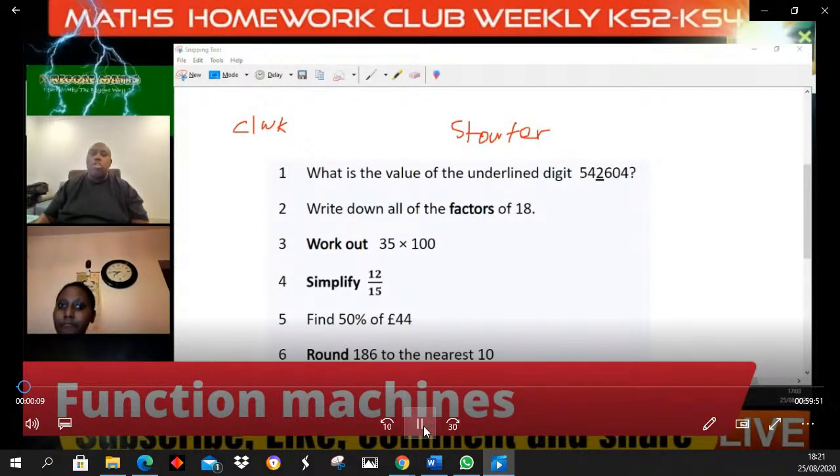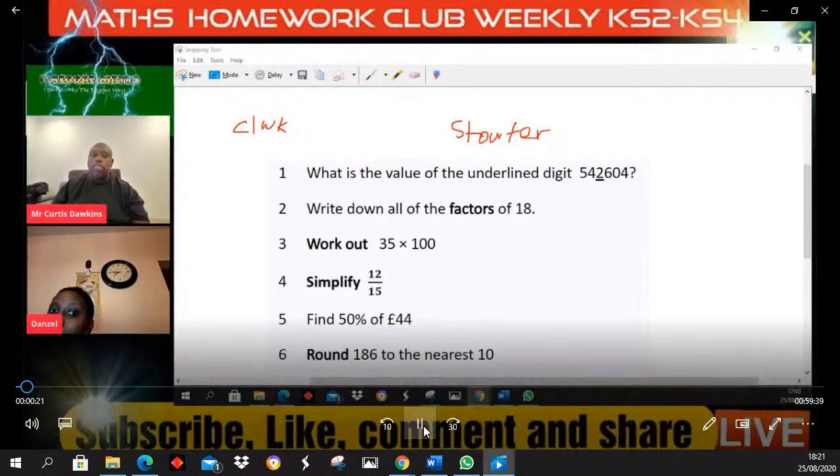But we're going through our usual starter. These are some of the question starters you will get in Year 6 coming up, right? So today's lesson is going to be about function machines. But let's just look at the starter first.